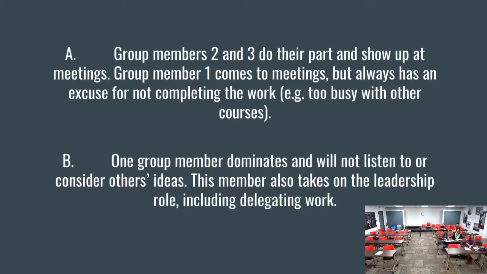So the first scenario was that two group members are doing their part, coming to the meetings, doing their work, and the third group member shows up at meetings but always has an excuse and hasn't done any work. So how do we assess this and how do we move forward? Do you want to be the leader on this one?